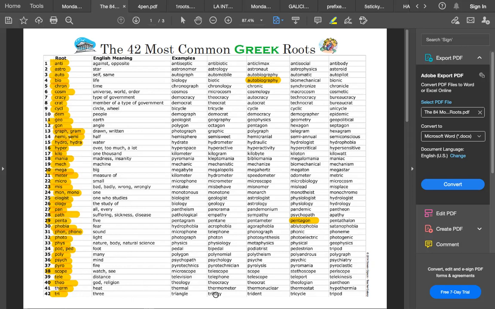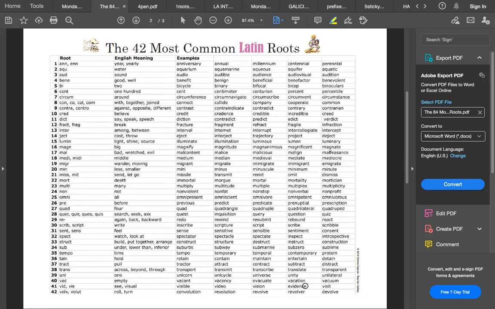Tri means three. Triangle, trilogy, trident is that thing you stab with the three ends to it. Tricycle and tripod. All right. So Latin, A-N-N or E-N-N, that means yearly. So your anniversary or your annual. Millennium is something that happens every 1,000 years, and then centennial, something that happens every 100 years. Perennial is something that happens every single year.